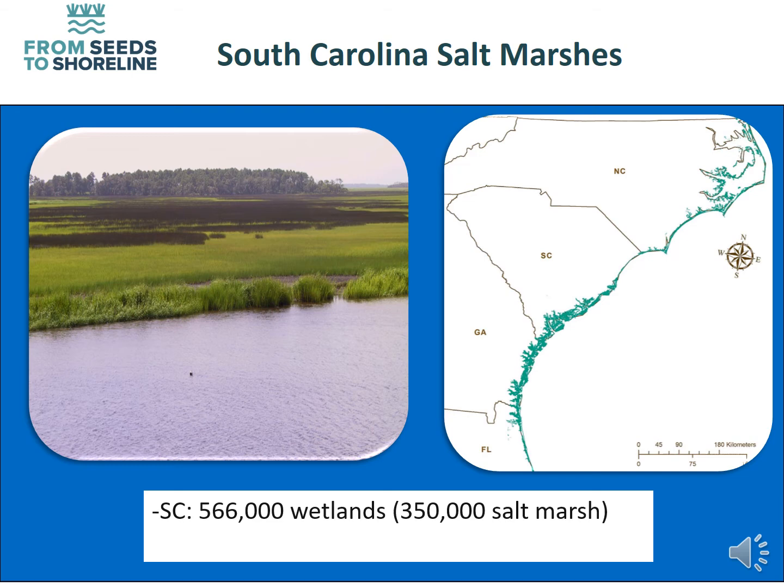In South Carolina, we have over 560,000 acres of wetlands, those areas that remain wet for part or most of the year. Wetlands can include both fresh and saltwater systems, including salt marshes. 350,000 acres of our wetlands are considered to be salt marsh. All told, the Southeast has just over 1 million acres of salt marsh.